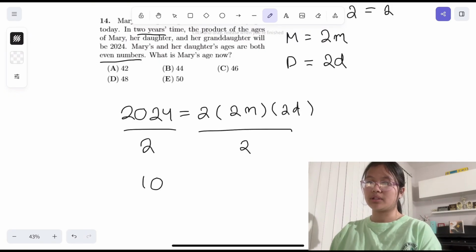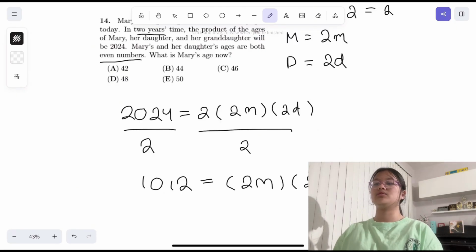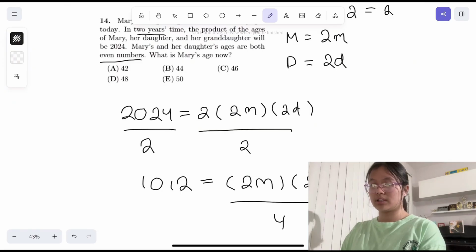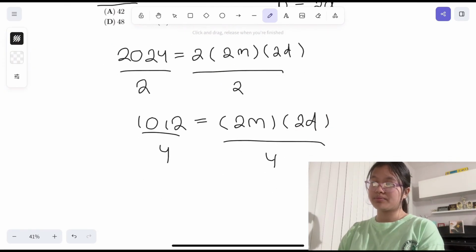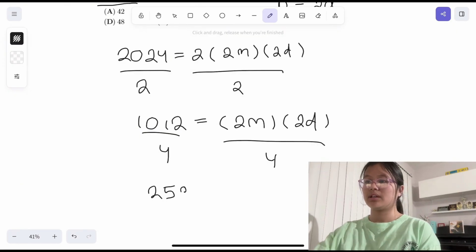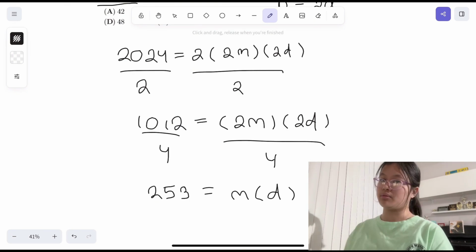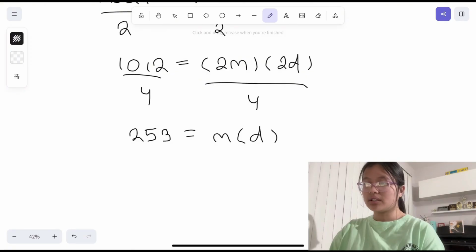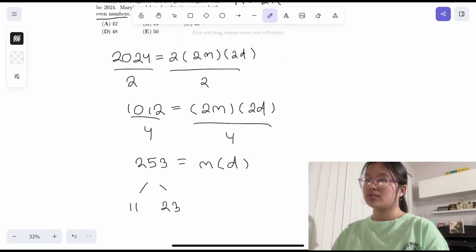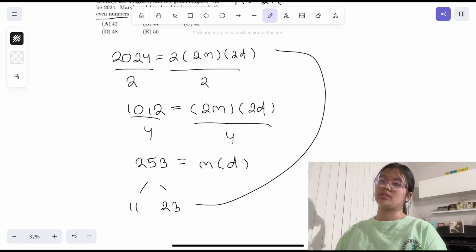So now what will be left is 1112, which is then equal to 2M and 2D. And now 2 times 2, so what we can do is divide by 4. So now we can basically get 253, which is M equal to N multiplied by D. So now we can prime factorize it, which is 11 and 23. And we can plug it back into the top of the equation.